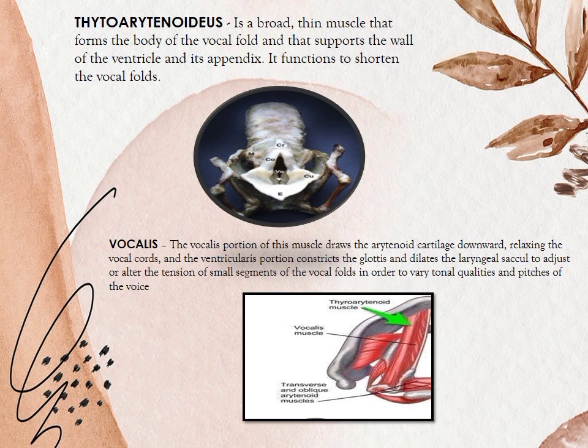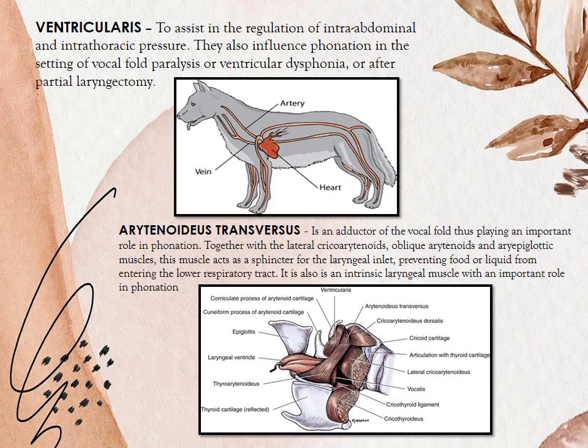The main function or action of the vocalis muscle is to adjust or alter the tension of small segments of the vocal folds in order to vary tonal qualities and pitches of the voice. The next one is the ventricularis. It's a small bundle of fibers of the thyroarytenoid that extends along the wall of the ventricle from the arytenoid cartilage to the epiglottis. It facilitates valve tissue movement by allowing extension and recall of the valve during the cardiac cycle as its function.